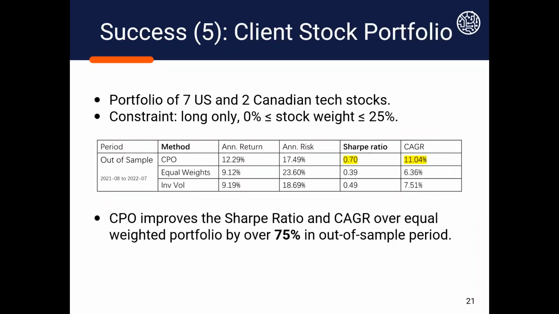And there's another client who has a stock portfolio that he presented to us, 7 US and 2 Canadian tech stocks. The constraint is, again, he does not want to short any stocks, and he does not want to allocate more than 25% to any individual stock. And in out of sample performance, the Sharpe ratio and also the compound annual growth rate are both higher than the equal weight portfolio by 75%.